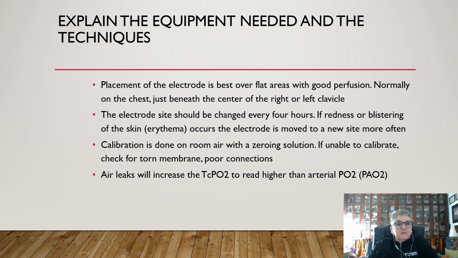The electrode site should be changed every 4 hours. If redness or blistering of the skin occurs, the electrode is moved to a new site more often. Calibration is done on room air with a zeroing solution. If unable to calibrate, check for a torn membrane or poor connections. Air leaks will make the TCPO2 higher than arterial PO2.